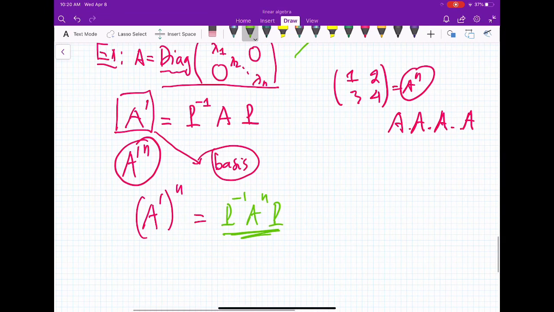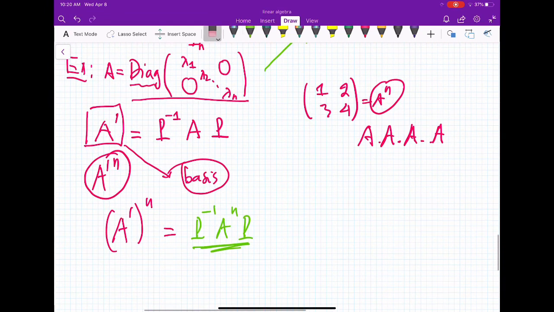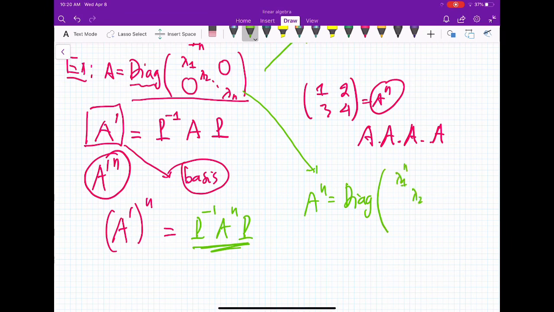But what is A to the n for a diagonal matrix? For this diagonal matrix, A to the n is nothing but the diagonal matrix with lambda 1 to the n, lambda 2 to the n, and so on, lambda n to the n. Otherwise, all the entries are 0. Make sense? So it's very easy to do with a diagonal matrix. That is one application of similarity of matrices.